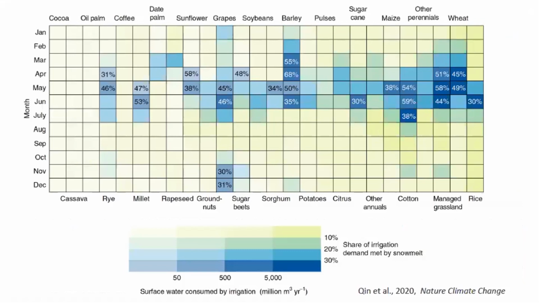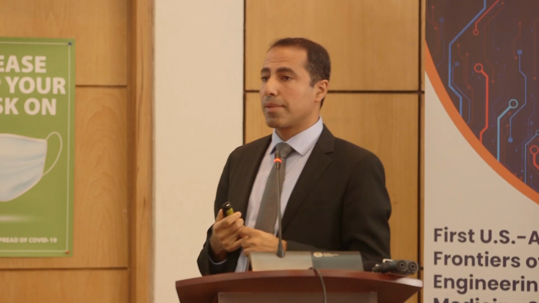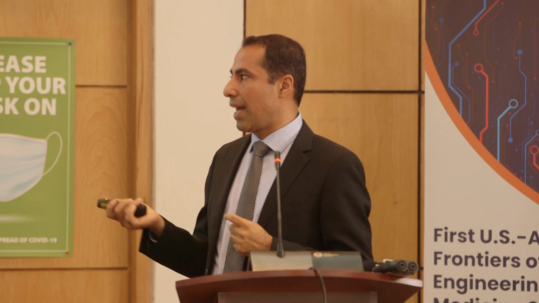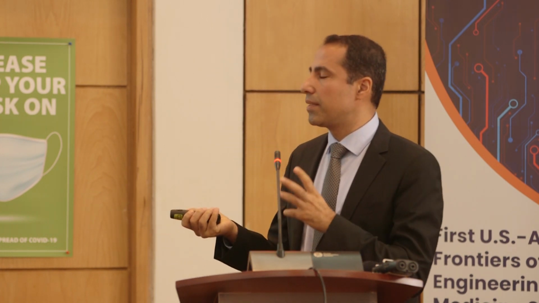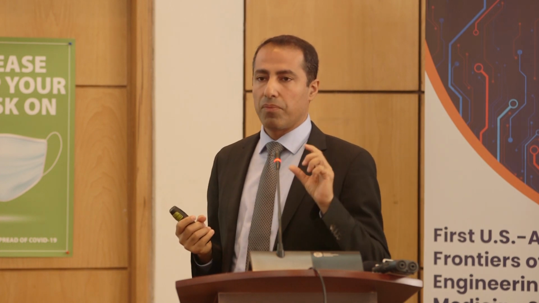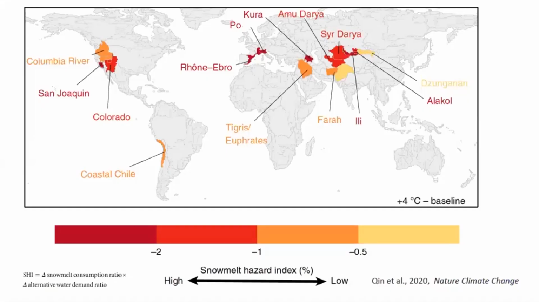This is again the same results, but for different crops. Here we are looking at different crops around the world and to what extent change in snow can affect that particular crop. As you can see, again, for some crops and some parts of the year, that is a very significant number. The hotspots are based on our snow hazard index, which is a simple index that looks at deficits that you have to make up through some other alternative sources.